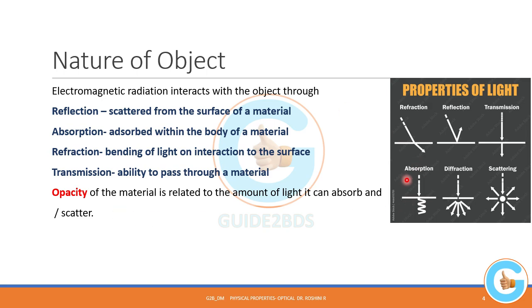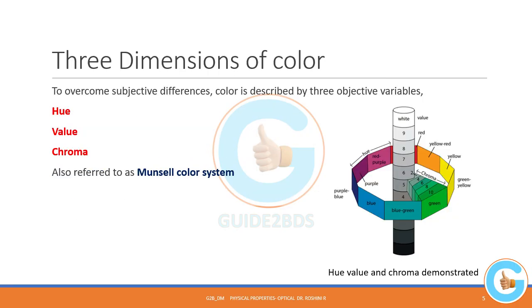Whenever it is 50-50, 50% of your light is absorbed and 50% of your light is transmitted, it is translucent. So three terminologies: opaque, translucent and transparent. Depending on how much percentage of light is being transmitted and how much is absorbed, you have these three different categories. Hope this is clear. Now we move on to the topic per se.